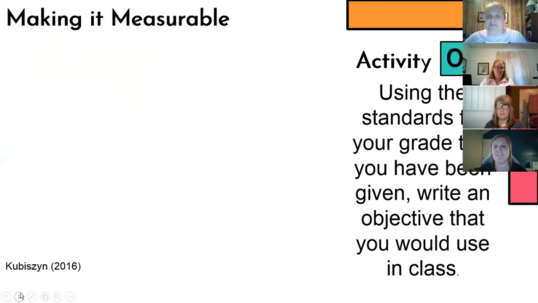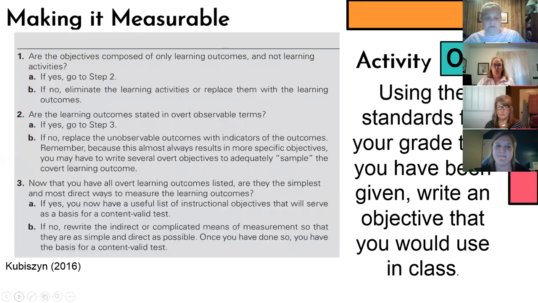All right, next we're moving on to activity number 2, where you will use the standards for your own grade level and write an objective that you would actually use in your own classroom. Once you've got that objective written, take a look at this flow chart that helps us make sure that we're making it measurable. This is just one flow chart that you might use. It's only 3 steps long, and it's going to help make sure that you're meeting the parameters for a good objective. As you answer each question in each step, it'll tell you whether to go to the next step or whether you're completed.